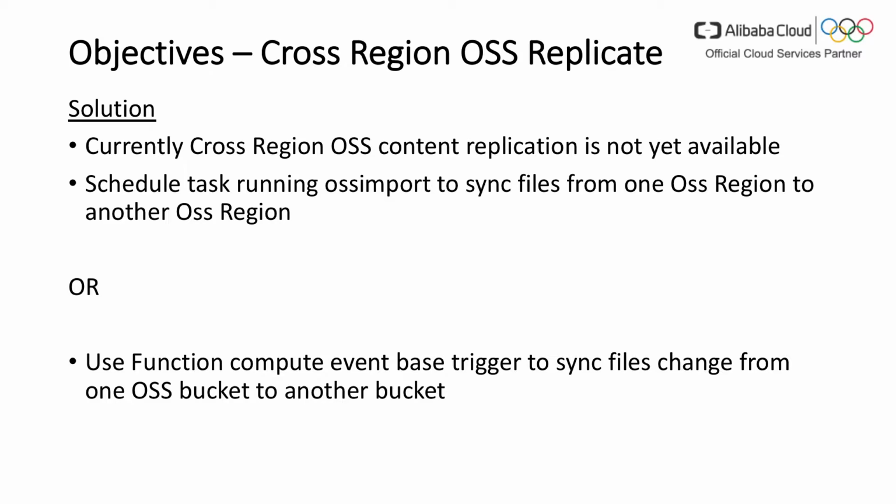And currently there are two solutions. One solution is to use the so-called OSS import tools to manually schedule a task at one region and then try to use that command to copy the content from one region to another region, because basically cross-region OSS content replication is not yet available. Alternatively, we will use the function compute, which is an event-based trigger to synchronize the file change from one source to another one.